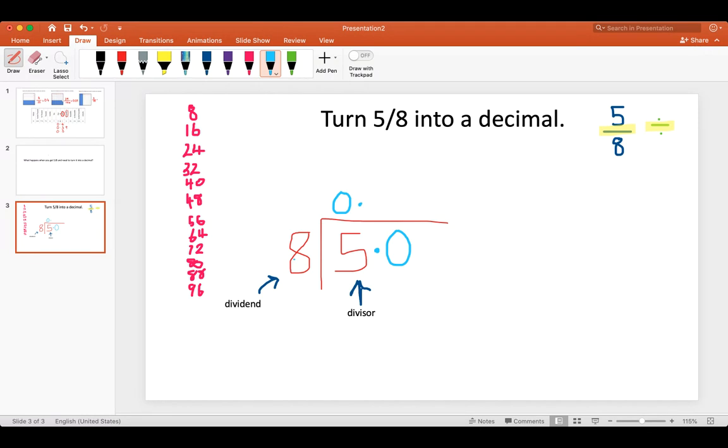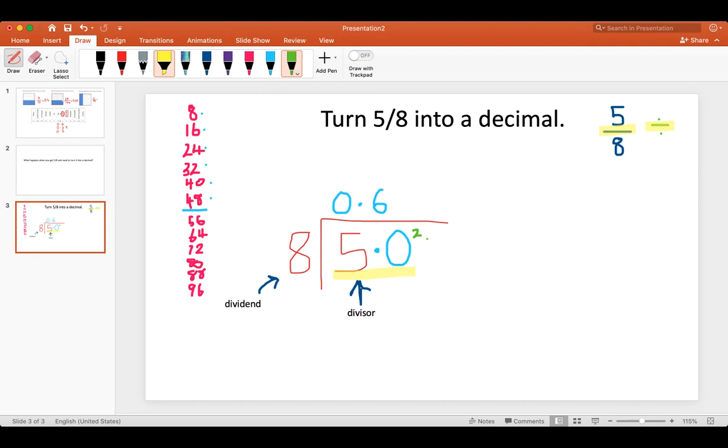Now I'm going to ask myself again, how many groups of 8 can I now make out of 50? So we're now going to join these two up to make a new number. So we're going to make 50. So I'm going to go to my multiples of 8. What's the closest number I can get to 50? Well, 48 is the closest. So how many groups is that? 1, 2, 3, 4, 5, 6. So I'm going to put a 6 down because that's the closest I can get to 50. Now I've got 2 left over, so I'm now going to put my remainder here.